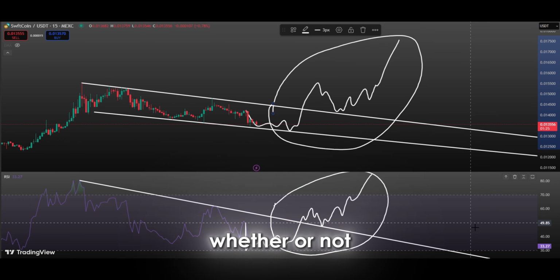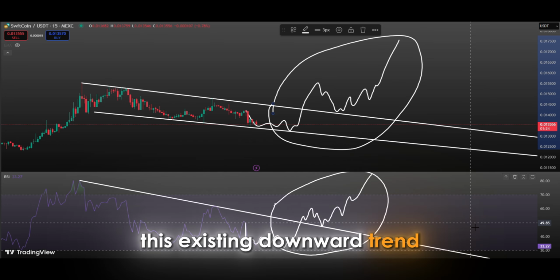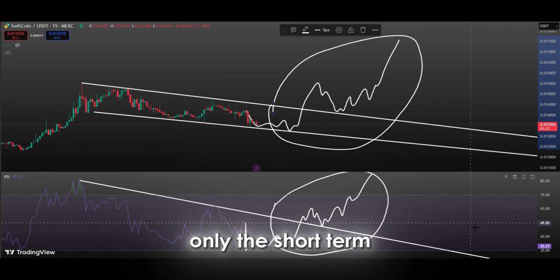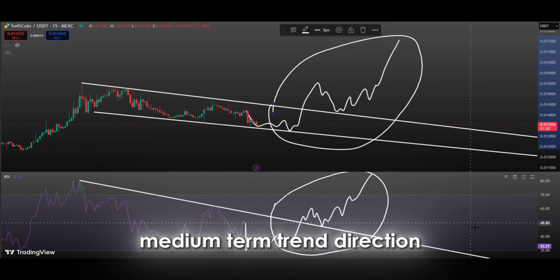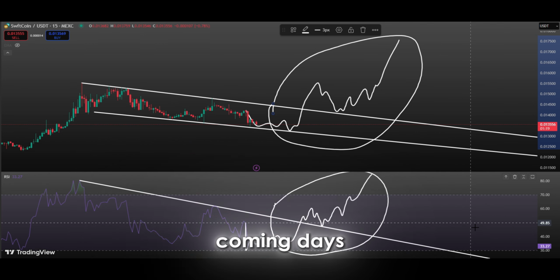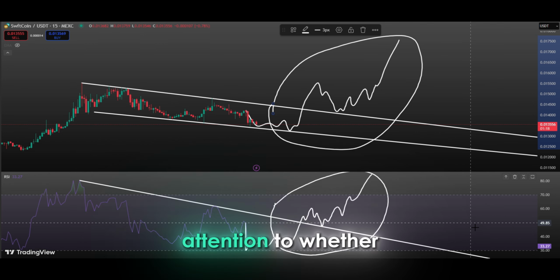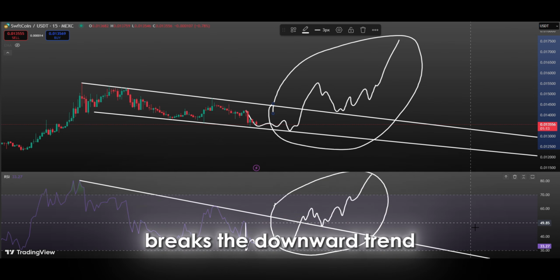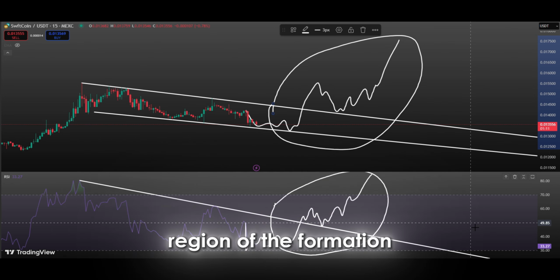As a result, whether or not the RSI breaks this existing downward trend will be a significant development that determines not only the short-term, but also the medium-term trend direction. Therefore, in the coming days, it is especially important to pay attention to whether the RSI can stay above this trend line, and also to the volume and speed of the movement following the breakout. If the RSI breaks the downward trend, the price will break the upper region of the formation.